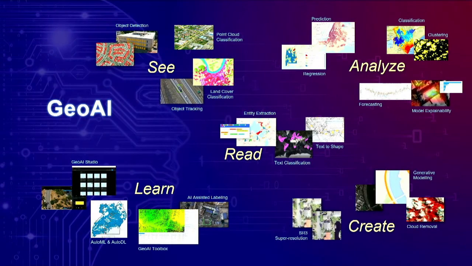So when we're talking about GeoAI, it can do a whole bunch of things. It can see information, it can analyze it, it can learn from information which you provide to it, it can read text and other things. It can also create in the form of GenAI. GenAI isn't the follow-on to Gen X and Gen Y. GenAI is generative AI, so it's creating new information from existing information. So that's GeoAI, and we'll see some more of that very shortly.